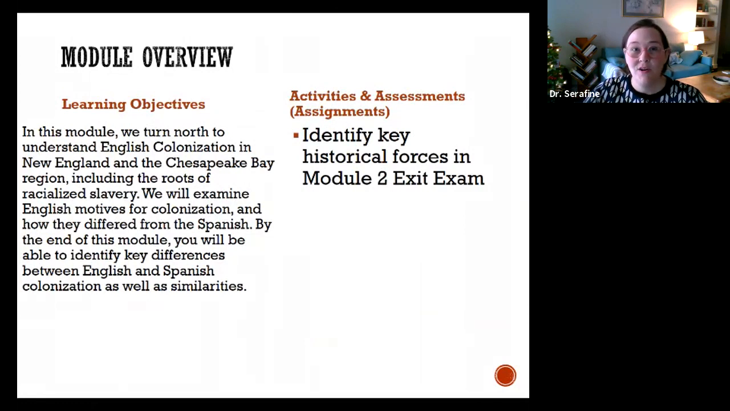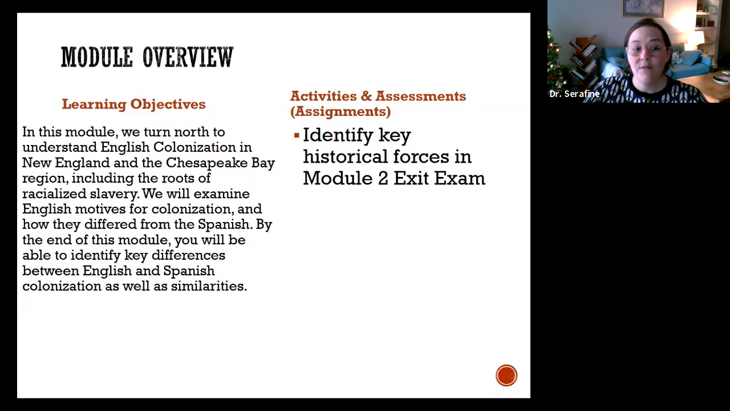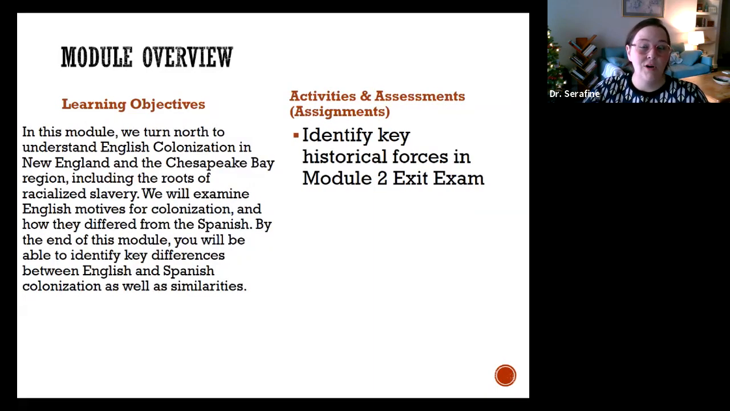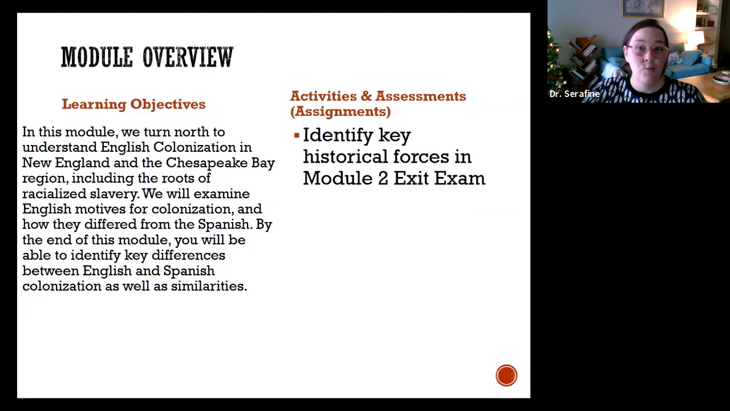We're also going to begin our discussion of the roots of racialized slavery, and we'll continue with that topic in later modules. I just want to stress that our goal here is not to say which form of colonization was better, which form was more or less devastating to Indigenous communities. We're really just trying to understand how they differed and how those differences led to different forms of labor, economic, and social and political structures in the two colonies. And your only other work for this module or for this lecture is the Module 2 exit exam.